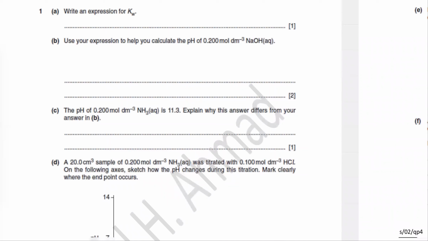Except that now he's talking about ammonia. He's saying the pH of 0.2 mole per dm cube NaOH. NaOH is a strong base, so the OH ion concentration is going to be the same. It's going to be 0.200 mole per dm cube. And he's saying use the expression for Kw. So the OH ion concentration is known, and you have to find the H+ concentration. Can anyone try and quickly find the pH?